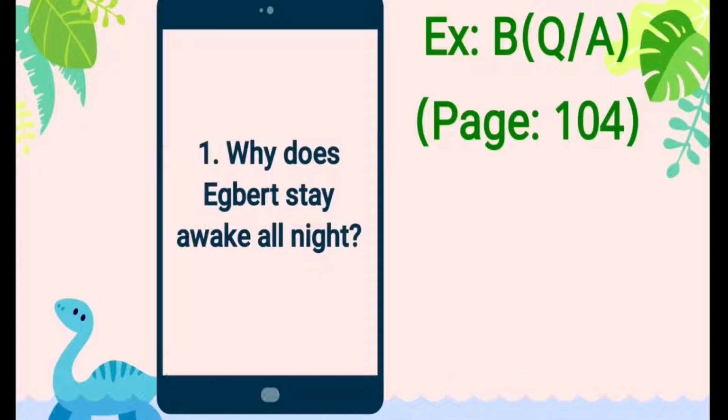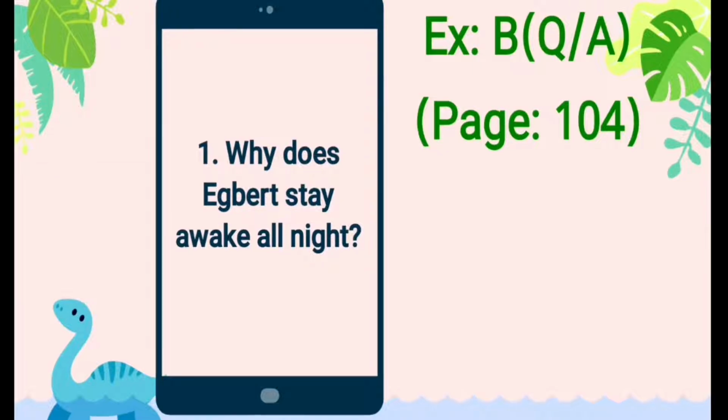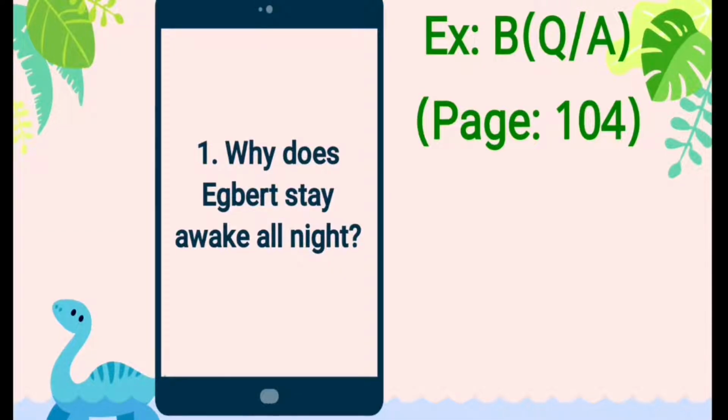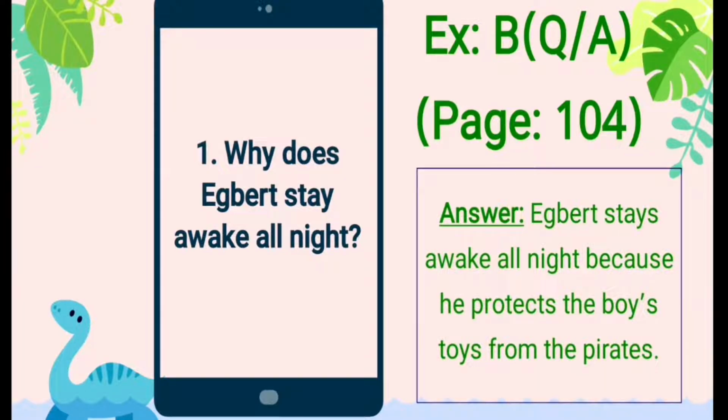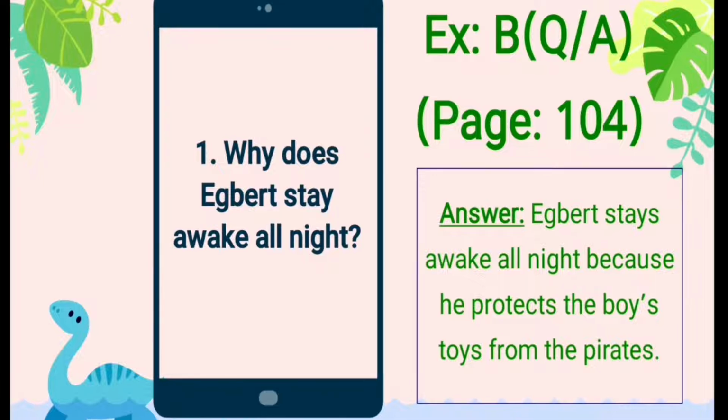Okay, next one is, you can see in exercise B, there are question answers on page number 104, okay? So there are 3 questions and answers. You will learn number 3. Today I am going to discuss only the important first 2. So first one is, why does Egbert stay awake all night? Because he wants to protect the boy, isn't it? So let's see the answer. Egbert stays awake all the night because he protects the boy's toys from the pirates. Yes, also to protect him, isn't it?